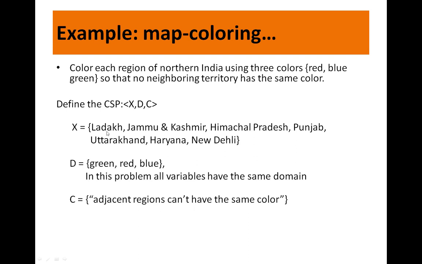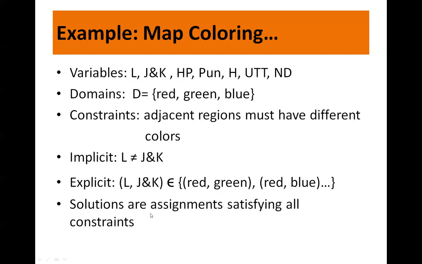Fine. You need to color all these states using only these three colors. When you are coloring it, no two adjacent states can have the same color. Fine. So the variables are, I've given the short forms here: Ladakh, Jammu Kashmir, Himachal Pradesh, Punjab, Haryana, Uttarakhand and New Delhi. Domains again are red, green and blue. Constraint: adjacent regions must have different colors, right?